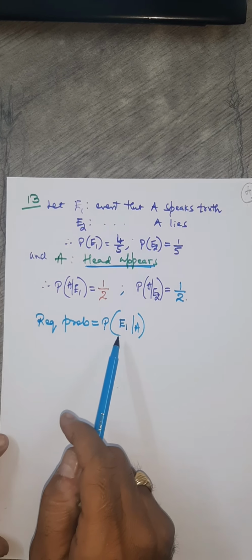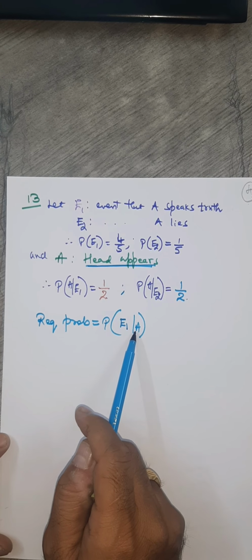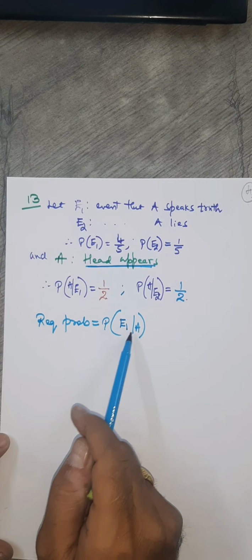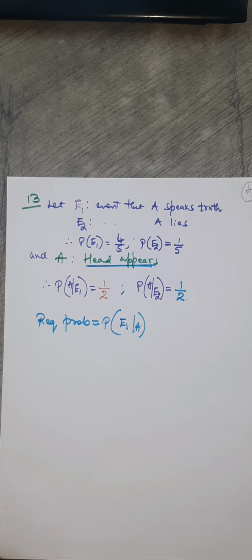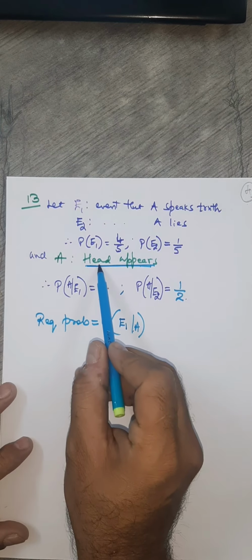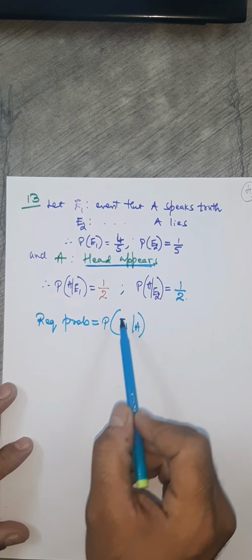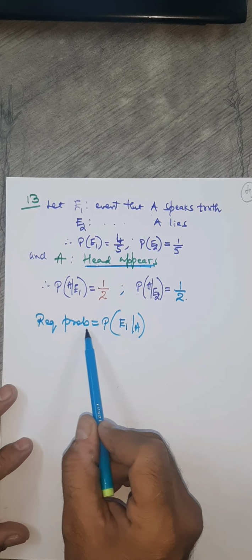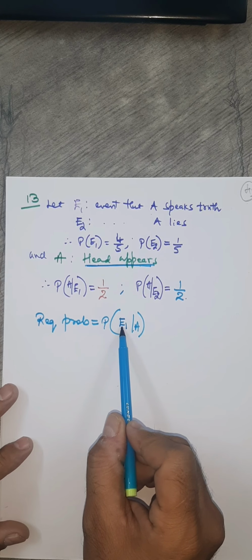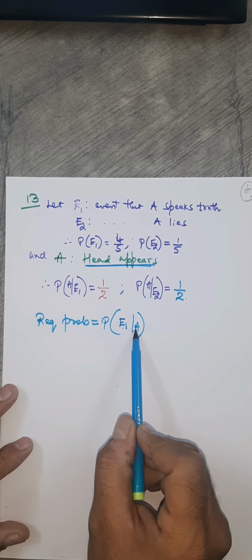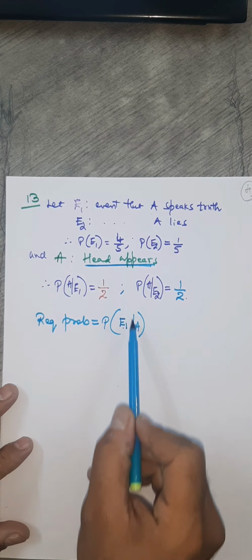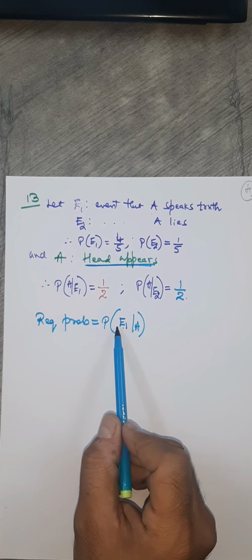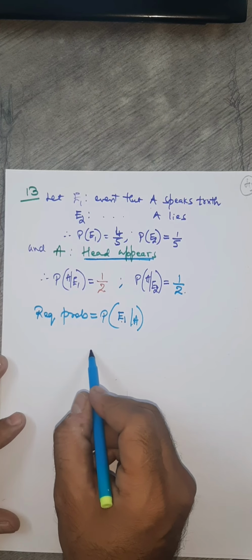I repeat this, why like this? See, event A has already occurred, that is head appears. What is E1 here? Based on the question, the probability that actually there was head. Actually there was head means what? That A speaks truth. So the required probability is the probability of the event that A speaks truth given that head appears. Head appears and actually there was a head, that means A speaks truth. That's why we have this.